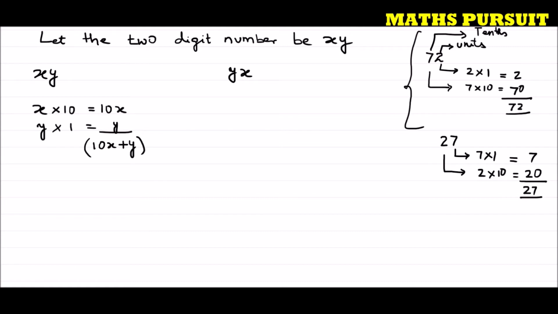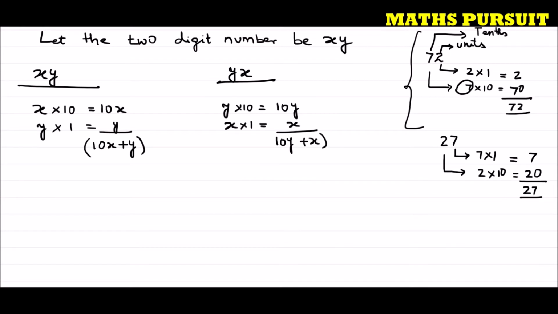You could see how we wrote it. 7 came to the units place, and initially this 7 was in the tens place. Now it came to the units place. Similarly, 2 was in the units place, and it moved to the tens place when we interchange the numbers. Now, a similar thing is going to happen here. When we interchange the number, our new number will be y into 10, that is 10y, and x into 1, because x moved to the units place. So x into 1 is x. Our new number will be 10y plus x. So guys, try to remember these things. Now let us move ahead.